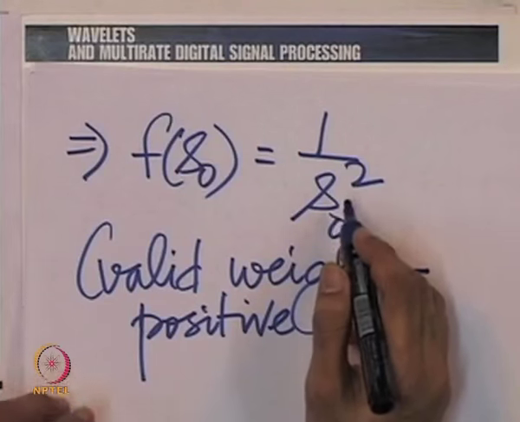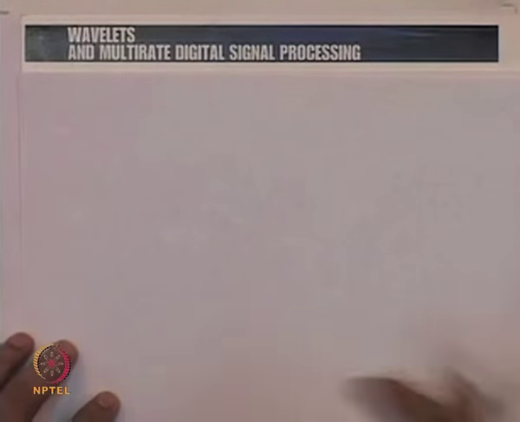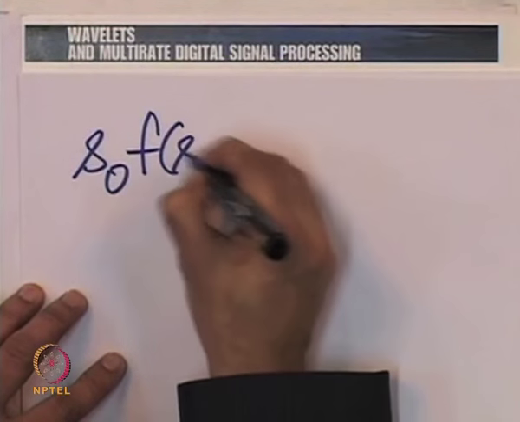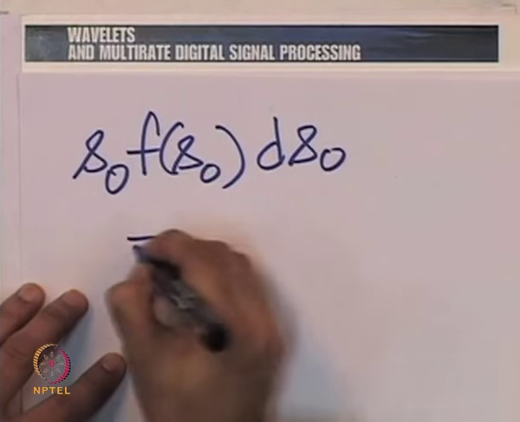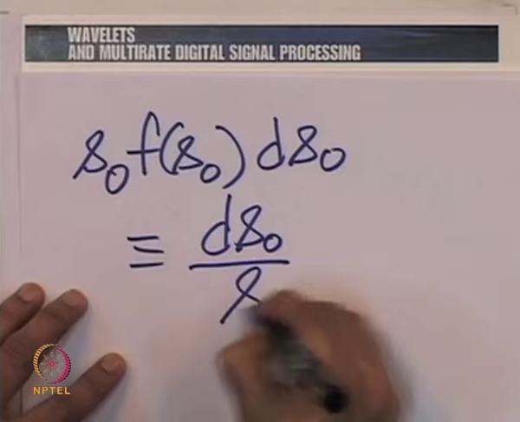Why do we want a weight function? To correct the so-called magnitudes when we put the components together. And when we put a correction factor for the magnitudes, that correction factor must be non-negative for all values of the parameters in the components. Now, here we have a valid weight function, non-negative for all s naught. And therefore, let us choose f of s naught to be equal to 1 by s naught squared as we have done here, whereupon s naught f s naught d s naught essentially becomes d s naught by s naught.